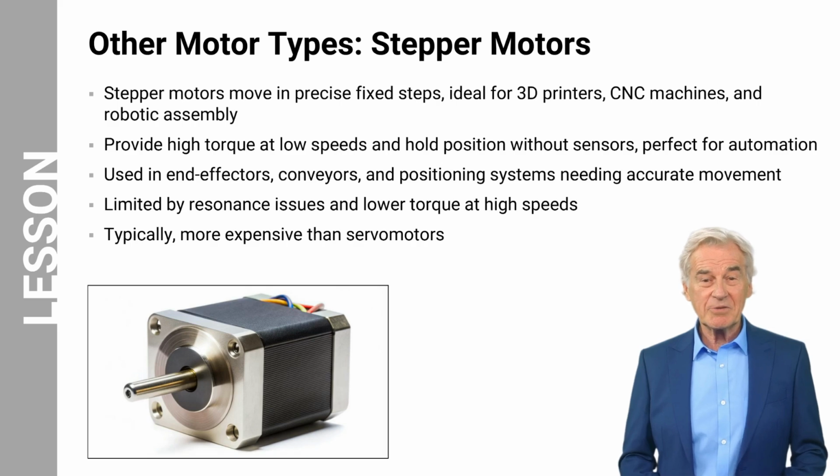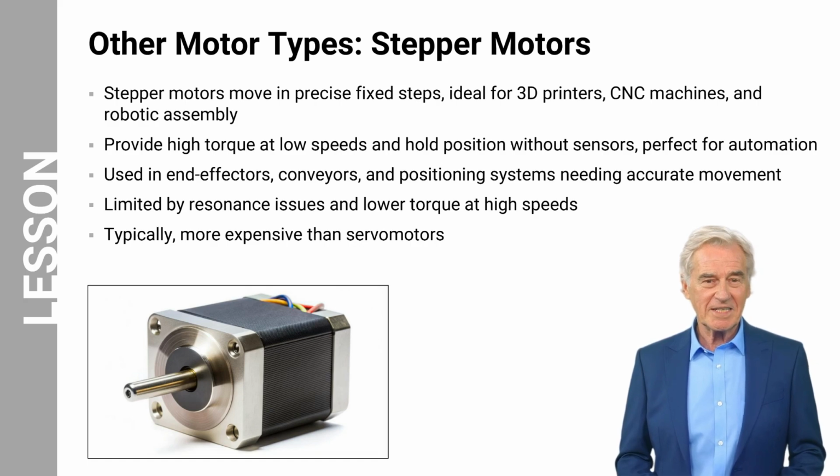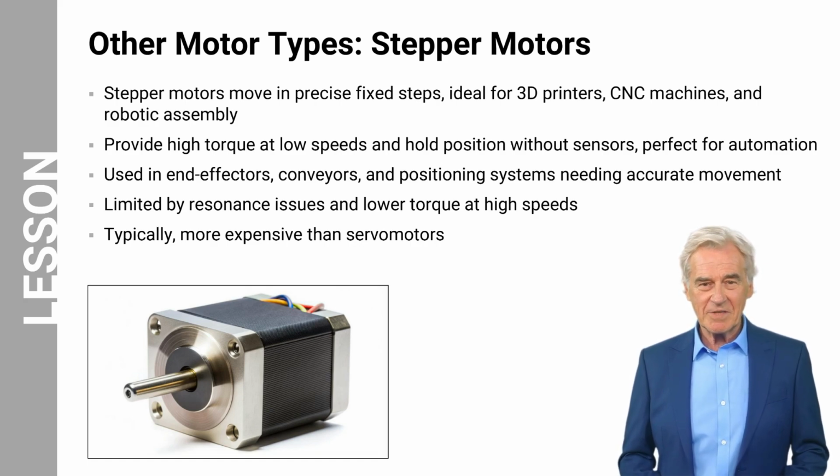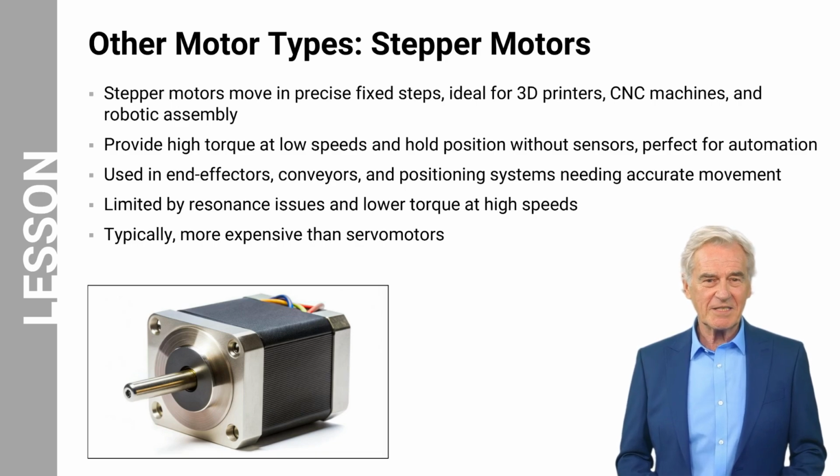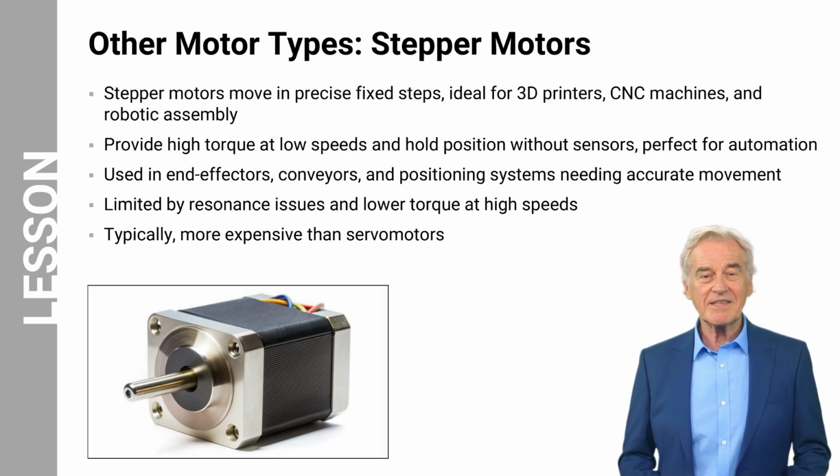Let's now look at stepper motors. Stepper motors provide precise position control by rotating in fixed angular steps, making them ideal for applications requiring exact movements such as 3D printers, CNC machines, and pick-and-place robots. These motors offer high torque at low speeds and can maintain position without requiring feedback sensors, making them cost-effective for automated assembly lines and packaging systems.